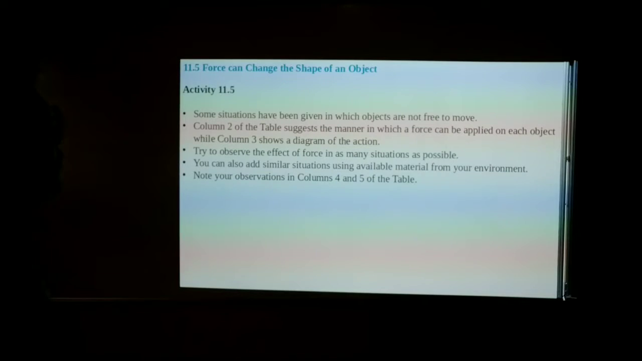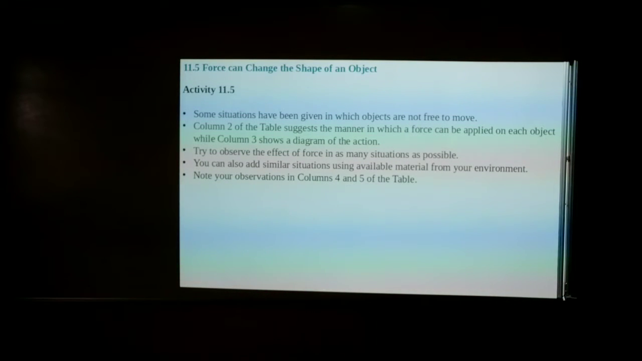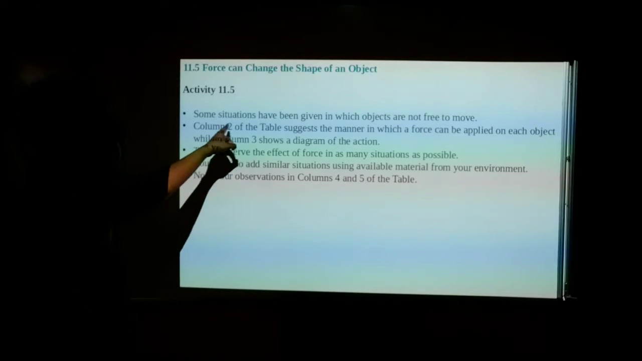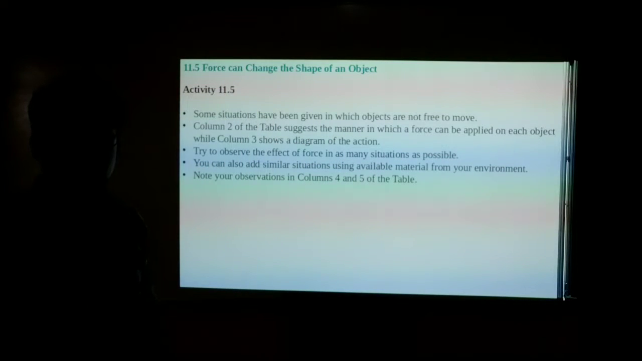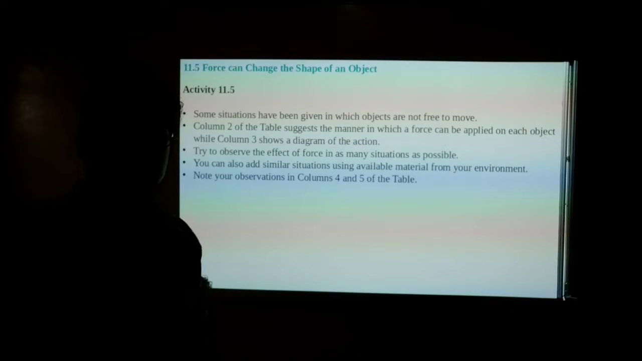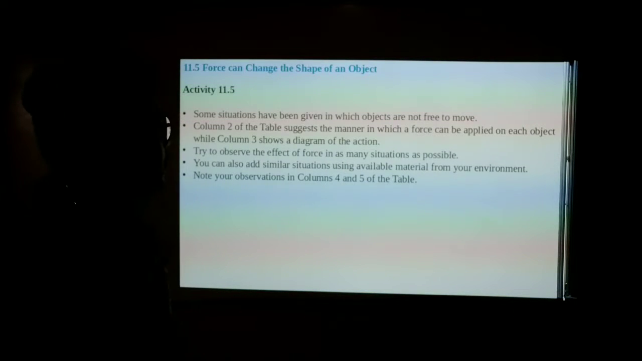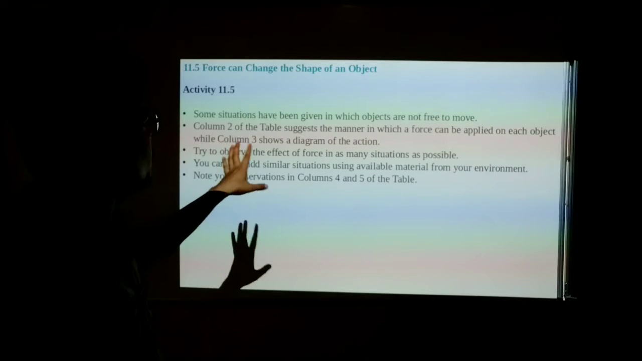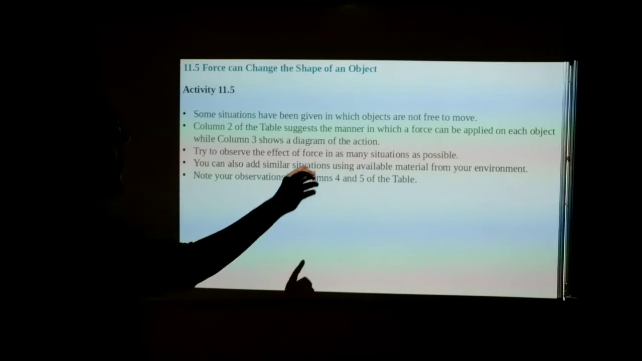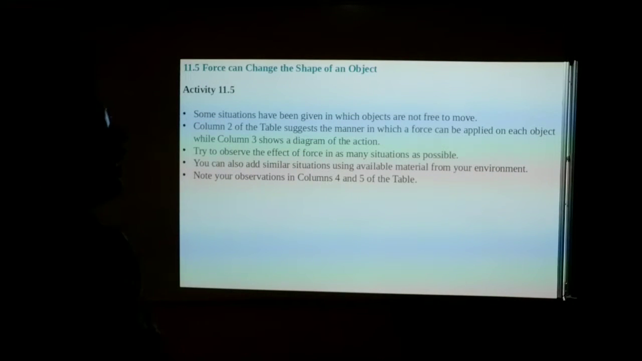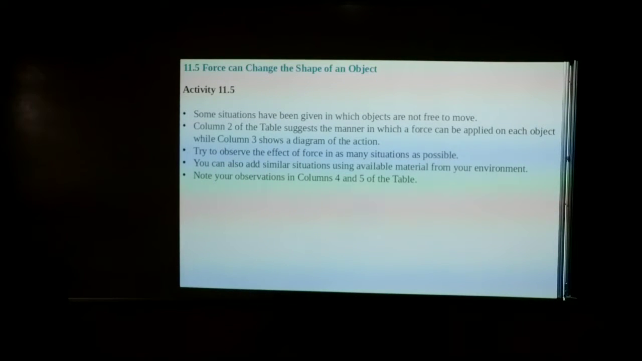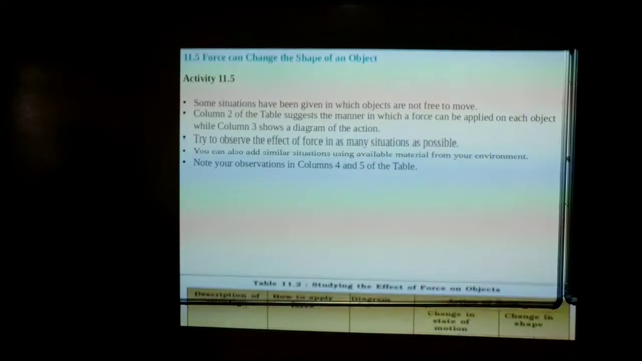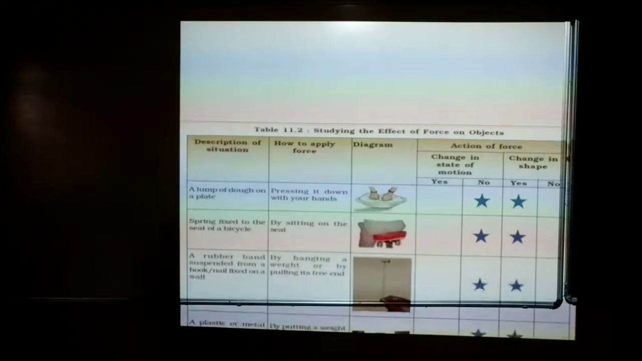Suppose you are applying a force. Let us see an activity. Activity 11.5 says that some situations have been given in which objects are not free to move. Column 2 of the table suggests the manner in which a force can be applied on each object, while column 3 shows a diagram of an action. So let us see the table first.